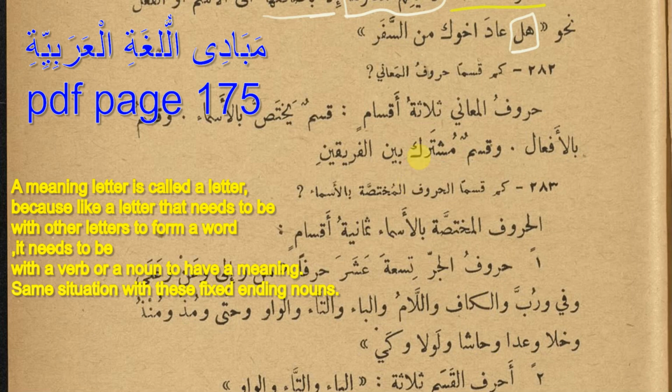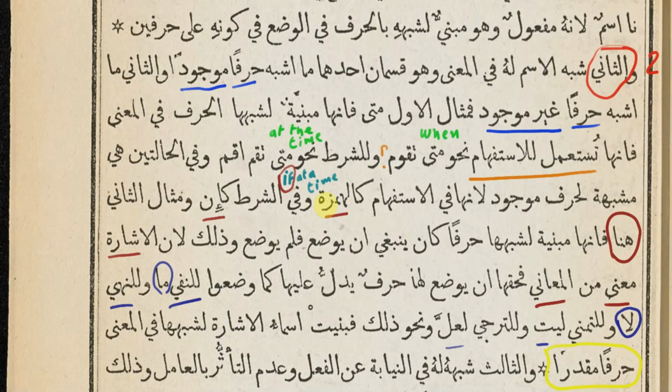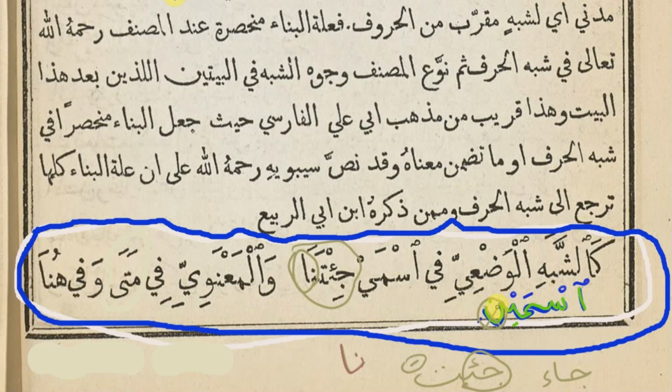Now if we go back to our verse here, it says والمعنوي. So the second similarity is in meaning, in متى, في, in متى. متى means when. So the way this word when is used, it's similar in meaning to a meaning letter. So we saw an example of meaning letters, and here it also indicates هنا. So هنا means here.